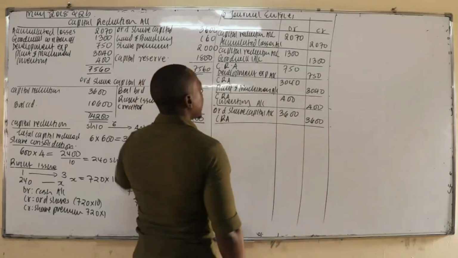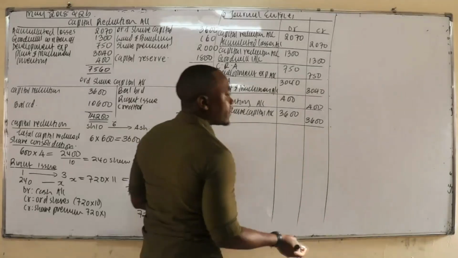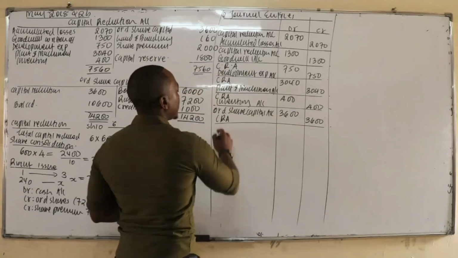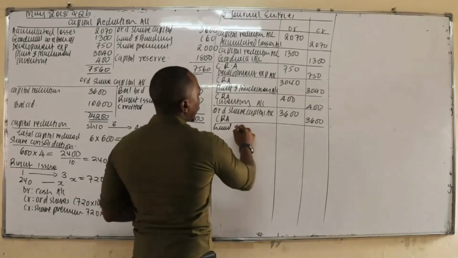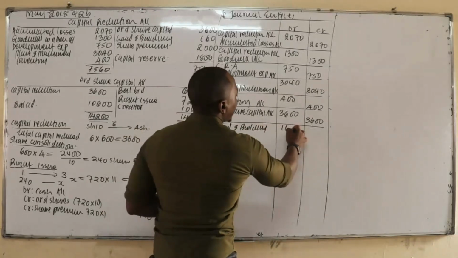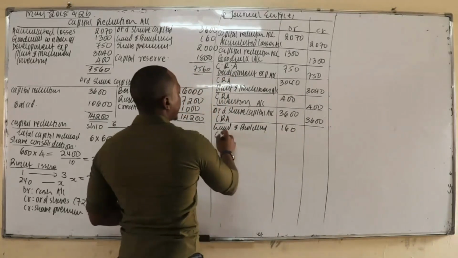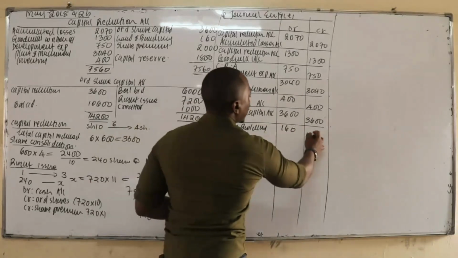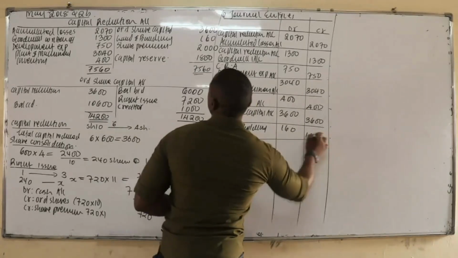Land and building was a revaluation gain. Again, we increase the value of the asset, and for the asset you debit. So you debit land and building with an amount of 160. You credit capital reduction account 160.